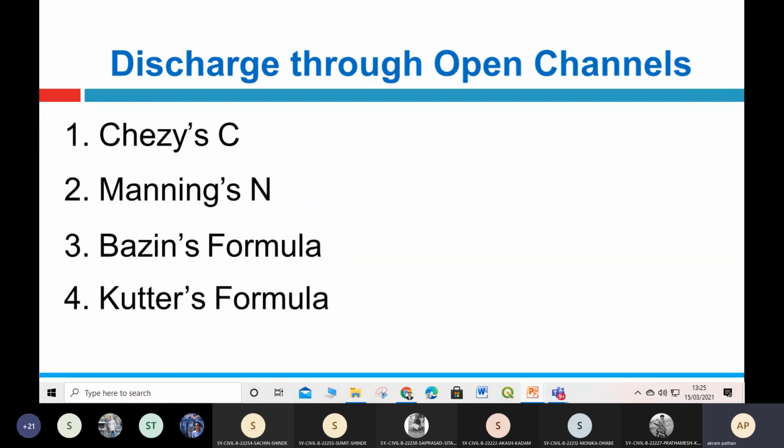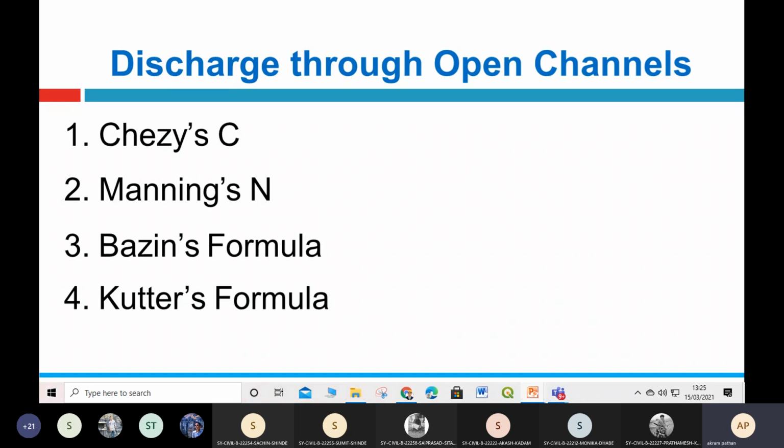So in today's lecture, this is the presentation outline. We have the different cross sections of the channel section. I am going to discuss all the cross sections, and how to measure the discharge through the open channel by Chezy's formula. Then we have Manning's formula, Bazin's formula, and Kutter's formula. These are the various formulae by which we can measure the discharge through an open channel. So let us try to understand Chezy's formula and how we can derive it.